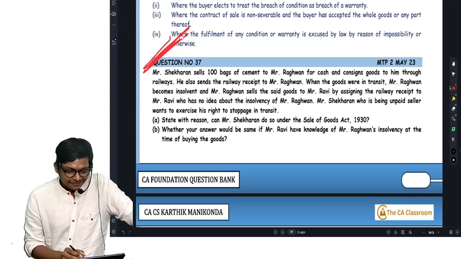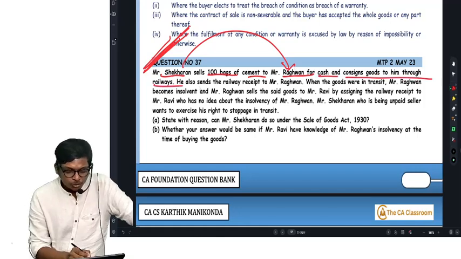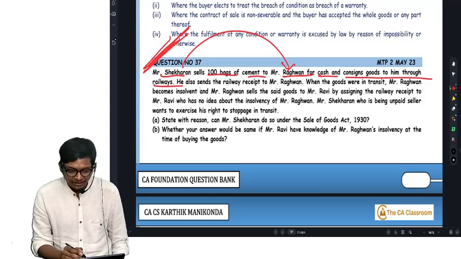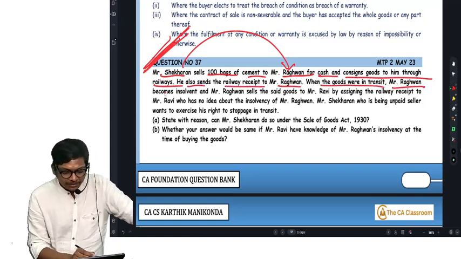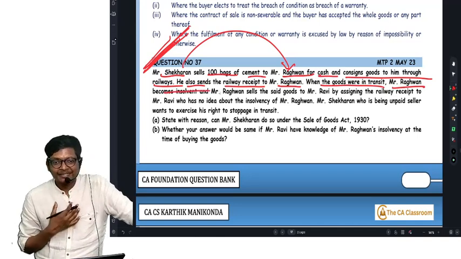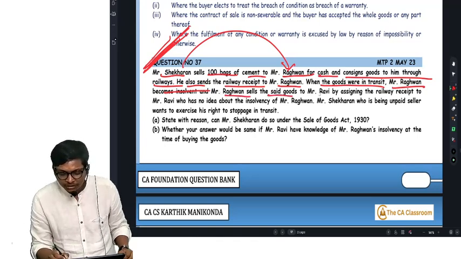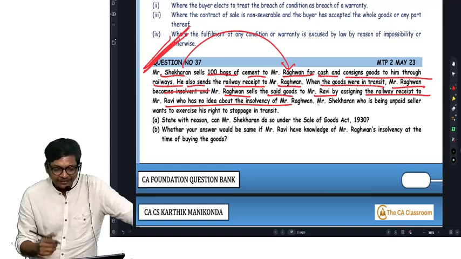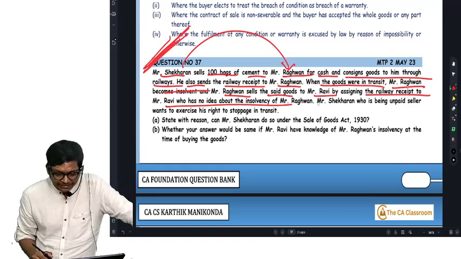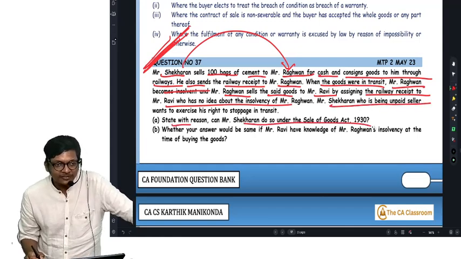Okay. Mr. Shekaran sells 100 bags of cement to Raghav for cash and consigns the goods to him through railways. Let's read the question. He also sends the railway receipt to Raghavan. When the goods were in transit, Raghavan becomes insolvent. Same, unpaid seller's right, what to say, stoppage of transit. When the goods are in transit, Raghavan sells the said goods to Ravi by assigning the railway receipt. Ravi has no idea about it. Okay, assigning the railway receipt, insolvency. Shekaran, who is an unpaid seller, can he exercise stoppage of transit?